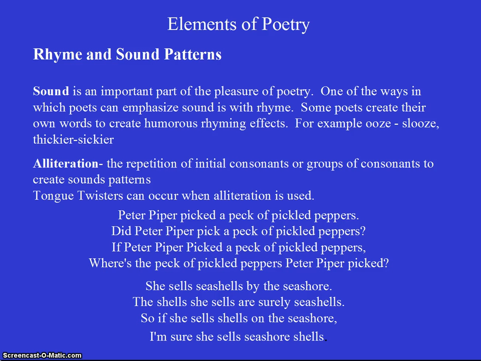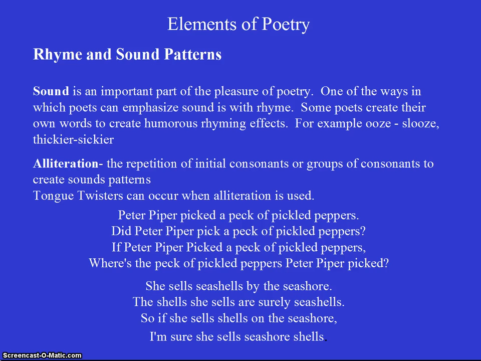Besides rhythm, there are some other elements of poetry, including rhyme and sound patterns. Sound is an important part and the pleasure of poetry. One of the ways in which poets can emphasize sound is with rhyme. Some poets create their own words to create humorous rhyming effects. For example, ooze and slews, thickier and sickier. Those are different ways that sound can add to your poems.